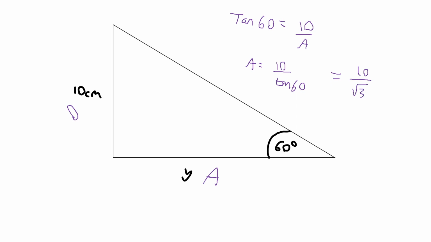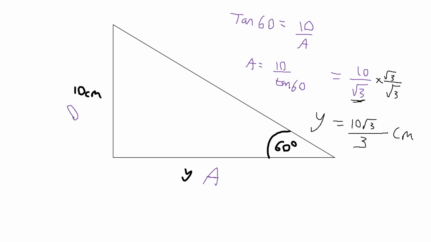But if you remember, we can't leave our answer just like this because there is a surd on the bottom. So we need to rationalize the denominator. So that's the same as y equals 10 root 3 over 3. And we can leave our answers like this because it's exact and it's non-calculator.